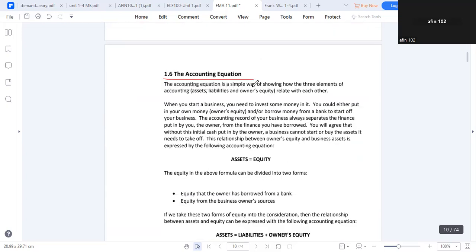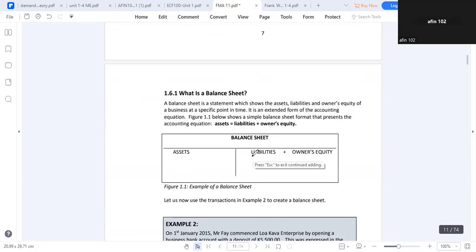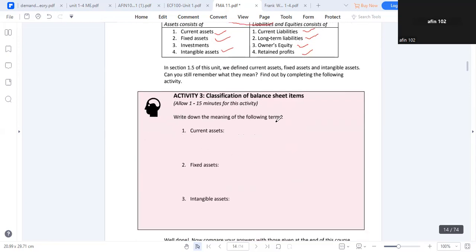So we talk about the accounting equation, that assets is equal to liabilities plus capital. We now need to go down to understanding how we can classify these. Classification of the balance sheet is simply the fulfillment of the accounting equation that assets should be equal to capital plus liabilities. For assets, we have current assets, fixed assets, and intangible assets. For liabilities, we have current liabilities and non-current liabilities, which we also call long-term liabilities. We also have equity and retained profits. These must balance. So write down the meaning of each of these. What are current assets? What are fixed assets? And what are intangible assets? Give examples where possible.